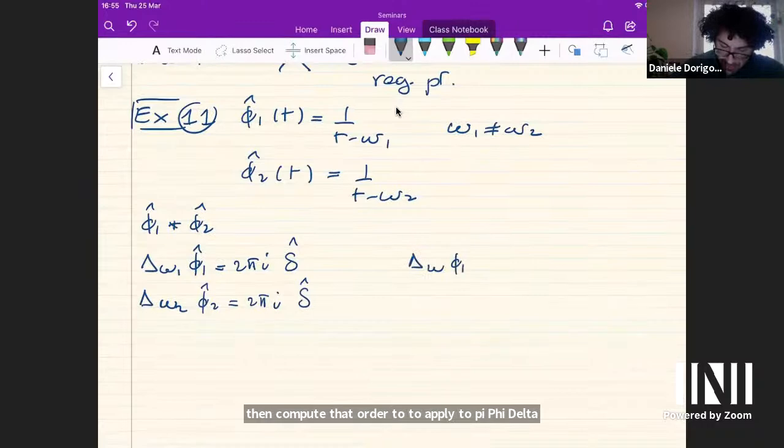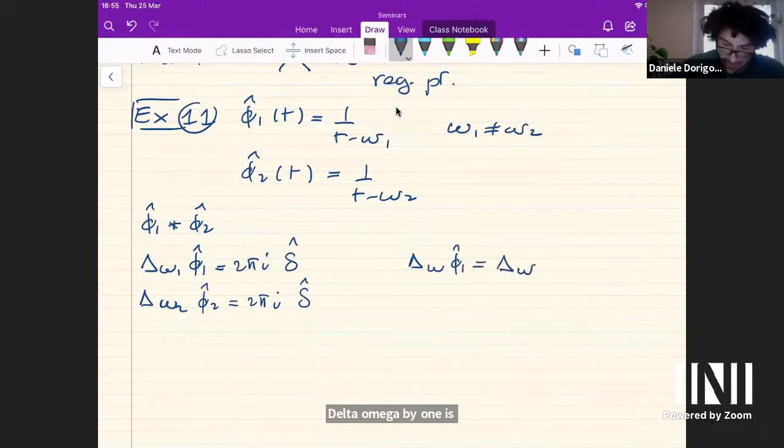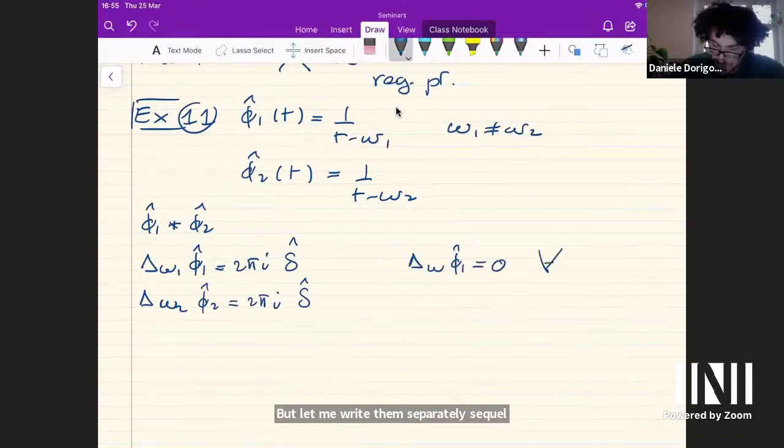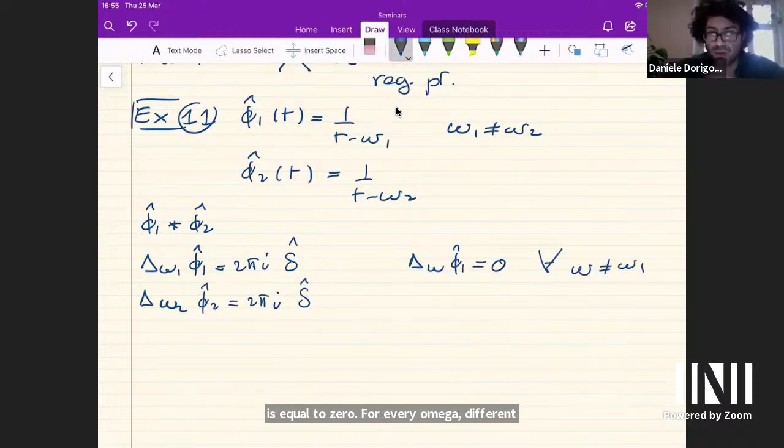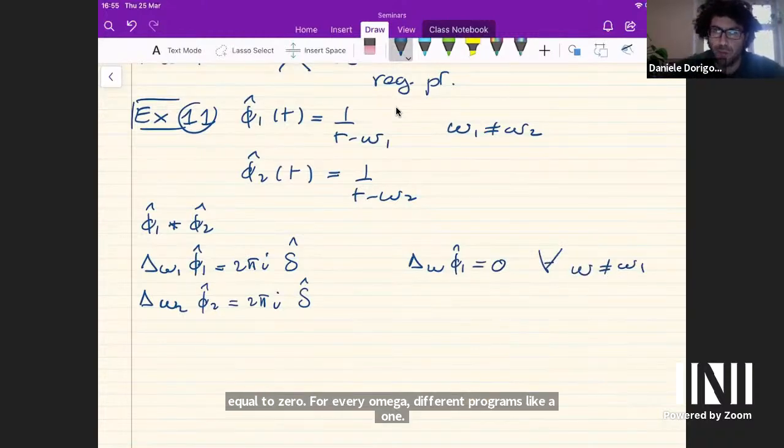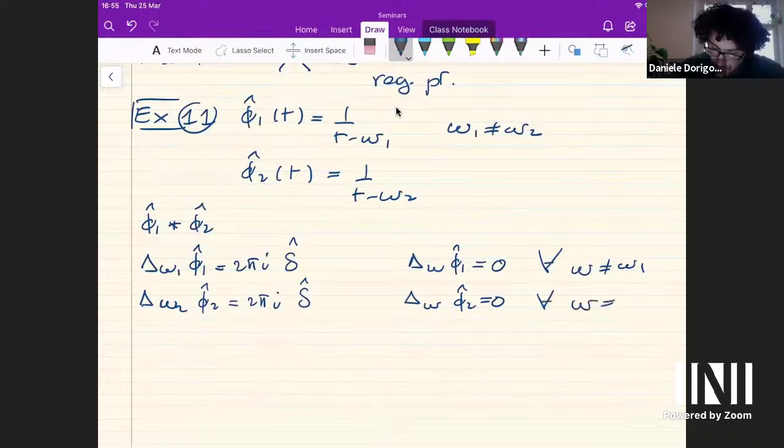Delta omega phi 1 is equal to... well, let me write them separately. It is equal to 0 for every omega different from omega 1. Phi 1 is regular for all the points except omega 1. Delta omega phi 2 is equal to 0 for all the points different from omega 2.